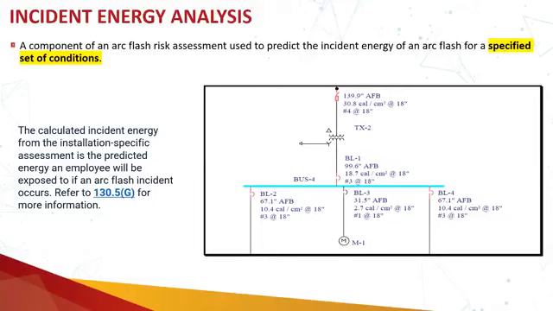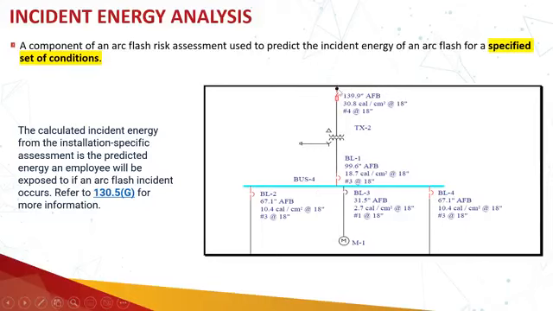So how is this incident energy basically calculated? The method is called the incident energy analysis method. This method is a component of an arc flash risk assessment, which is used to predict the incident energy of an arc flash for a specified set of conditions. We use different software, or you can use mathematical models, in which you are basically modeling your electrical network.